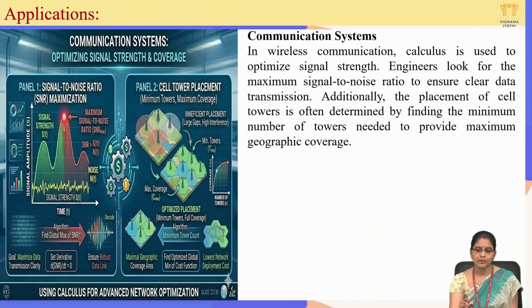Next, let's look at some examples. Communication system. In communication systems we also use calculus, and here calculus is used for advanced network optimization. Here two panels are there. One is signal to noise ratio. The second panel is cell tower placement. Signal to noise ratio is about maximization of data transmission, whereas in panel 2, cell tower placement, it is about minimal geographic coverage of area.